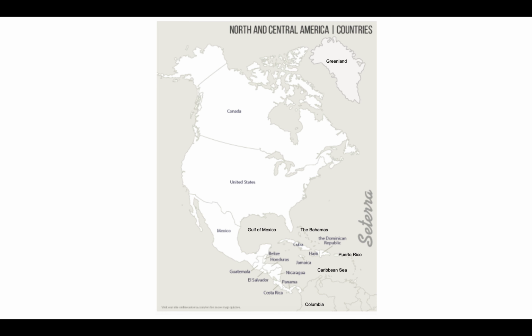All right, here's the next thing that's new for today. Map number 2. Map number 2 is North and Central America, the countries of North and Central America, with just a couple of bodies of water thrown in. So let's look up here. At the top, this is Greenland, Canada, the United States. You know, we live right here in the United States. Mexico is our closest neighbor.